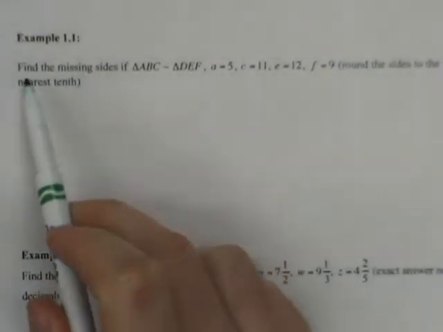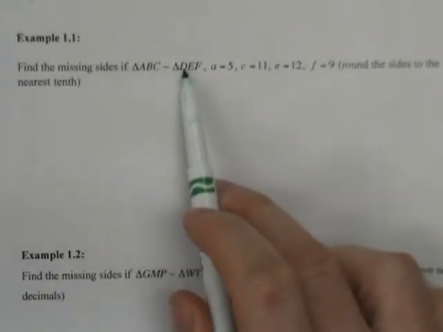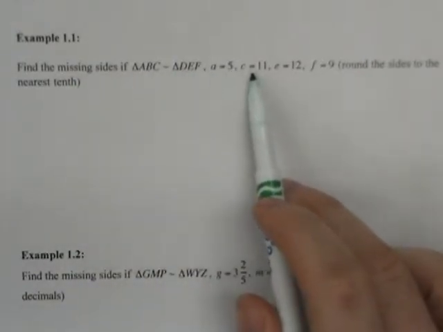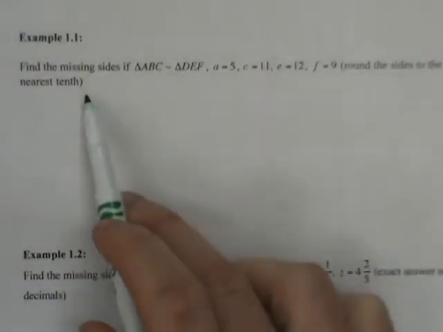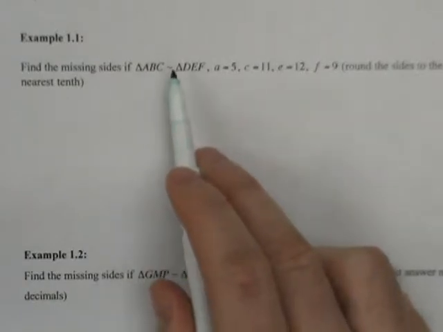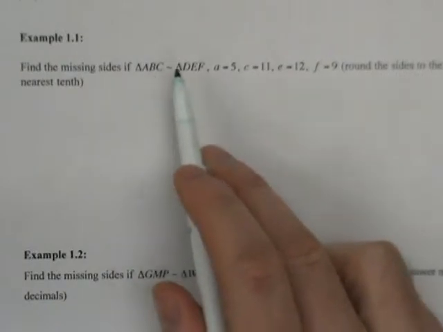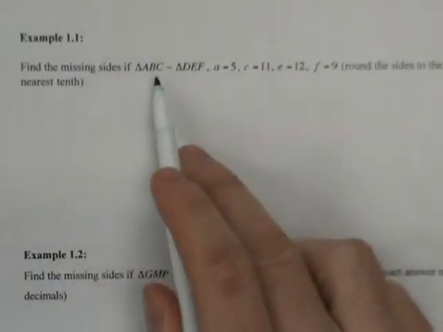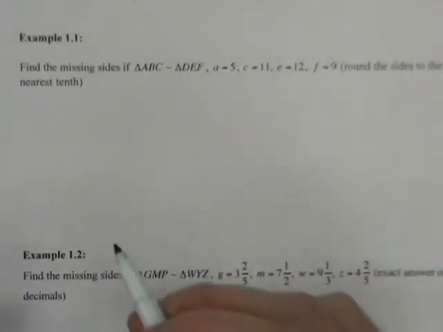Example 1: finding missing sides for triangle ABC similar to triangle DEF when a equals 5, c equals 11, e equals 12, f equals 9. Round the answers to the nearest tenth. You have to make sure that you understand angle A has to be in reference to angle D, angle B would be in reference to angle E, and C would be in reference to angle F. Example is specifically what I'm talking about.